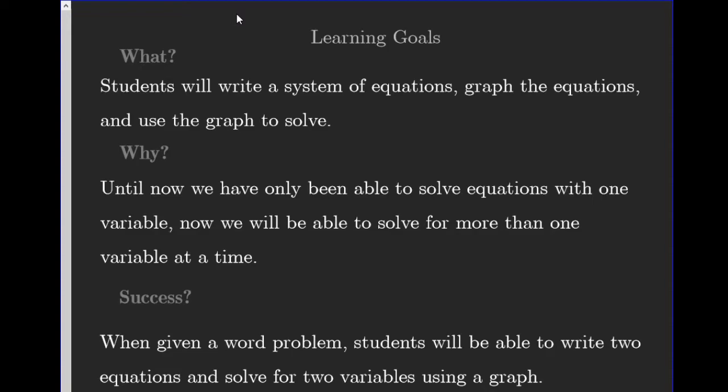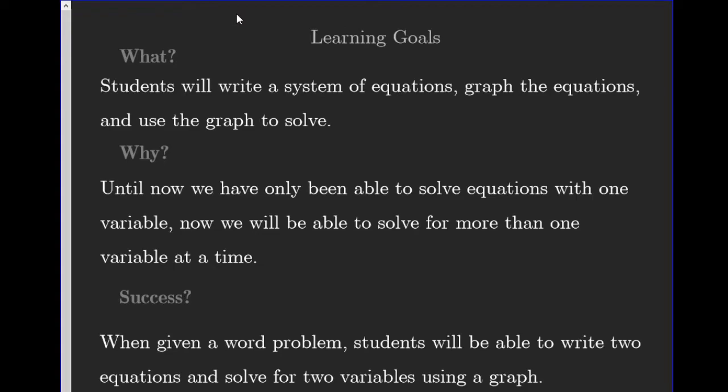Well, until now, we only have a way to solve equations that have one variable. If we have an x and a y, we can't solve for both x and y. But this will allow us to be able to solve for more than one variable at a time. So if we have two equations and they both have an x and a y variable, we can now solve to find both x and y. We haven't been able to do that to this point.